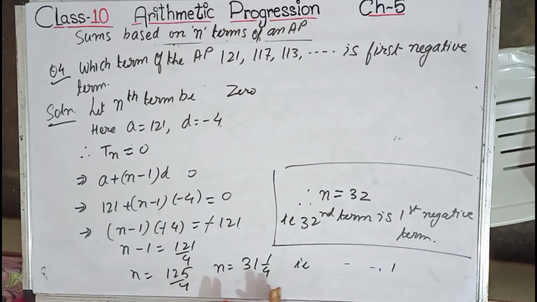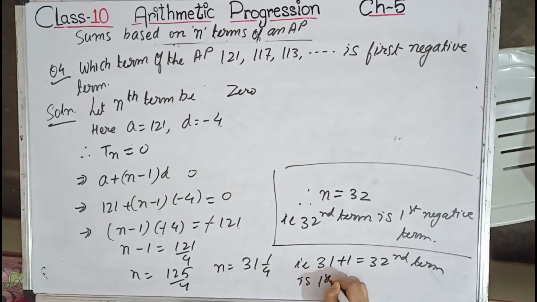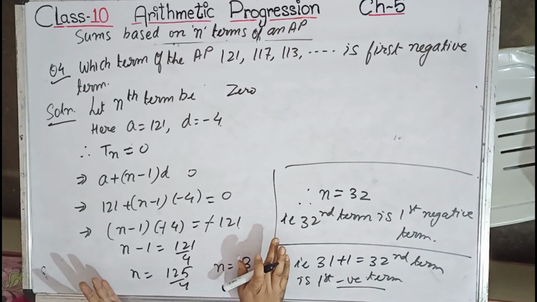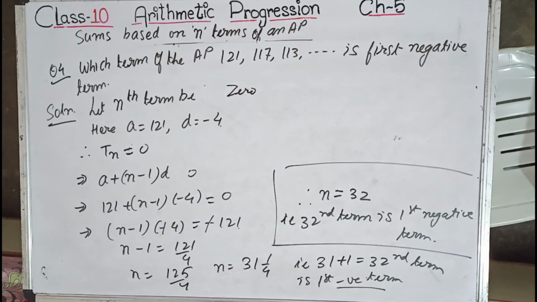Now 31 1 by 4 is obviously not a term, so there is no term which is 0. So which is the first negative term? Obviously after 31. That is 31 plus 1 equals the 32nd term, which is the first negative term. Like this way also you can do it, or the earlier method which I told, that way also it can be done.